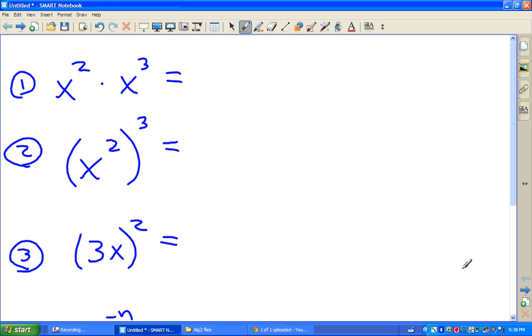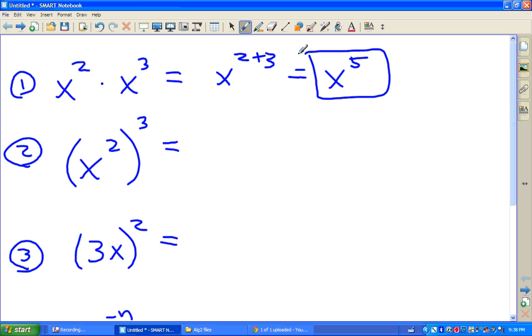All right, let's review some of the properties of rational exponents here. First of all, much of this should be review. We know that when we multiply two variables to various powers or various exponents, we're going to add the exponents: 2 plus 3, so this is equal to x to the fifth power. We hope that's basic and we hope you understand that.